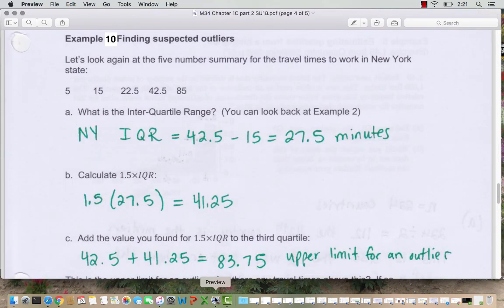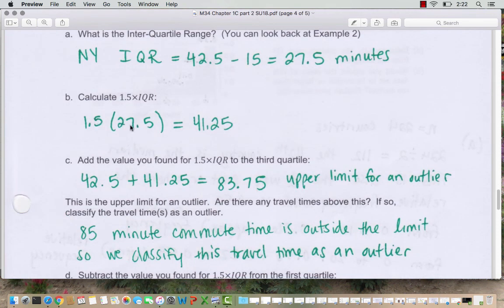So here's again the 5-number summary for travel times to work in New York. And so we can compute the interquartile range. We know 42.5 minus 15 minutes is 27.5 minutes. And then to determine if a value is an outlier, our rule of thumb is to first calculate 1.5 times the interquartile range. So we'll multiply 1.5 by the 27.5 that came from the calculation in Part A. And we get 41.25. We think about this as our buffer, or our area that we're going to add to and subtract from the quartiles.